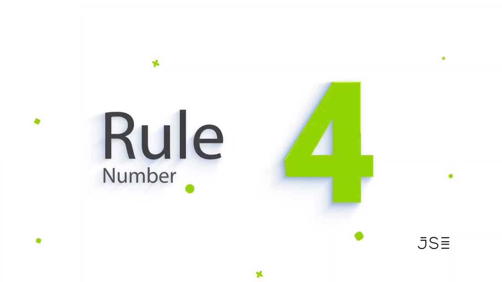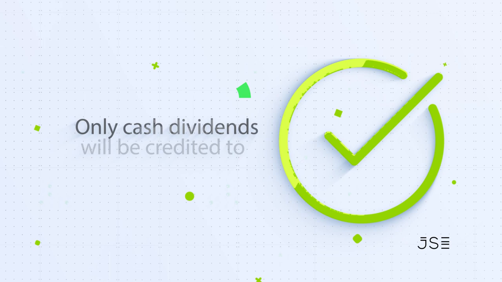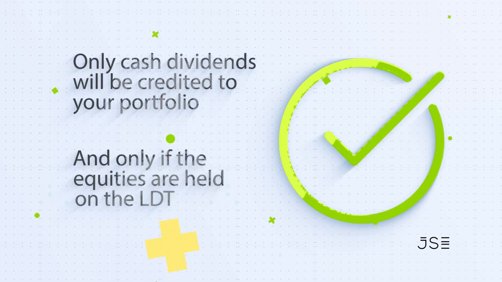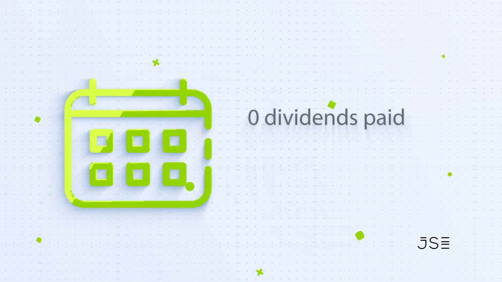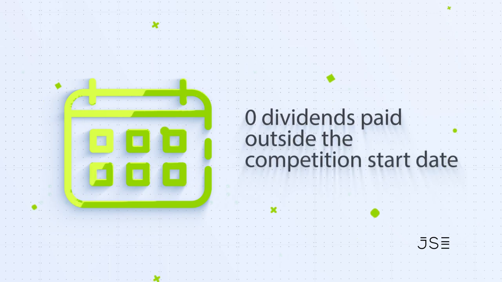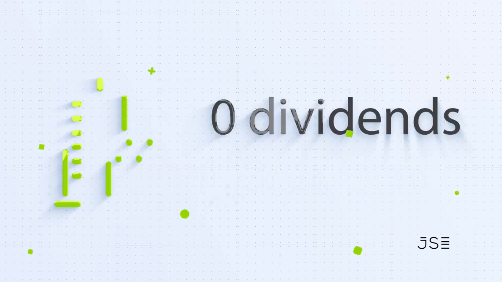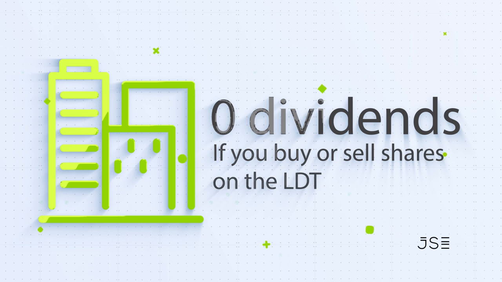Rule number 4. Only cash dividends will be credited to your portfolio, and only if the equities are held on the last date to trade, commonly referred to as the LDT. If the declaration of the dividend falls outside the competition start date, that dividend will not be paid. If you buy or sell shares on the LDT, dividends will not be credited to your account.